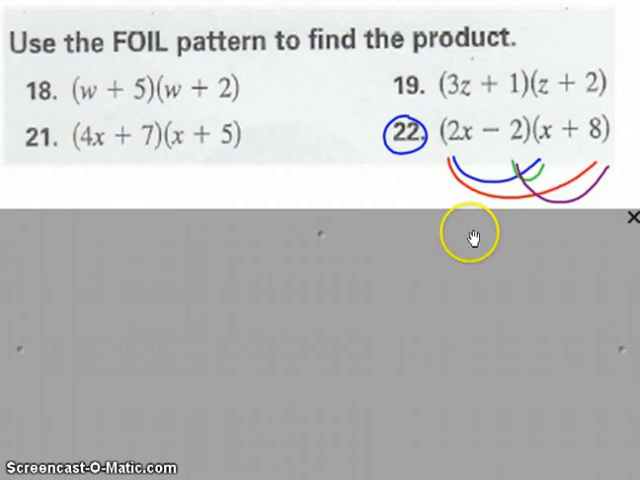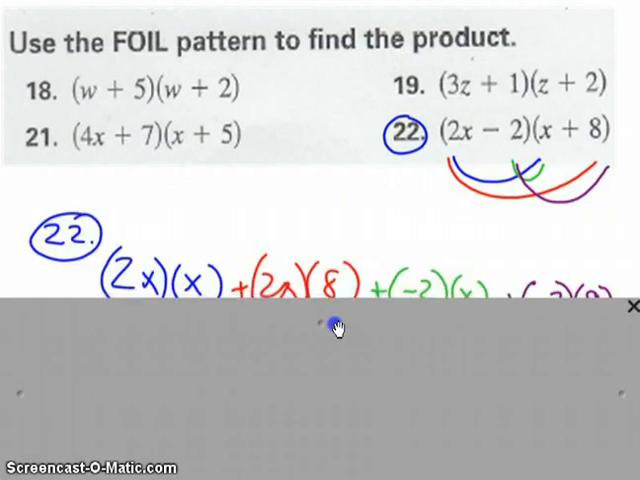First, outer, inner, last. That's what FOIL stands for. First means 2x times x. Outer means 2x times 8. Inner means negative 2 times x, and last means negative 2 times 8. So that's exactly what I've written here.